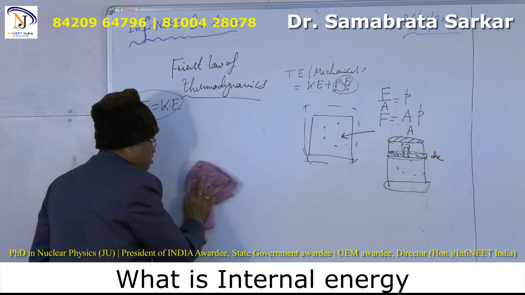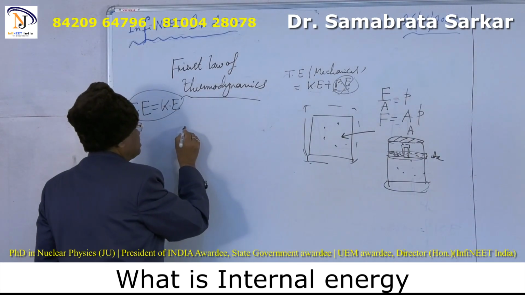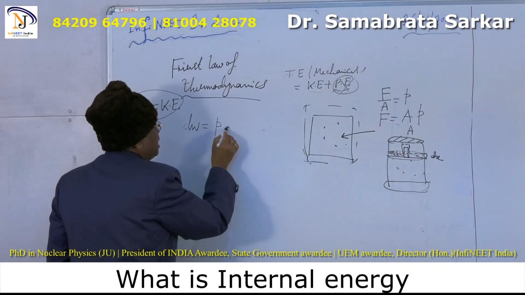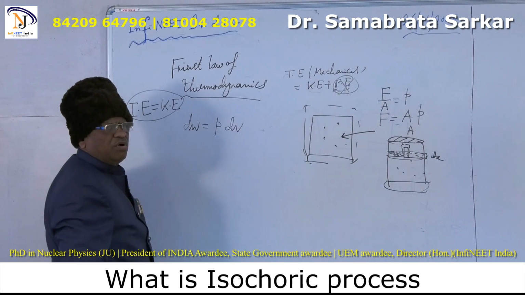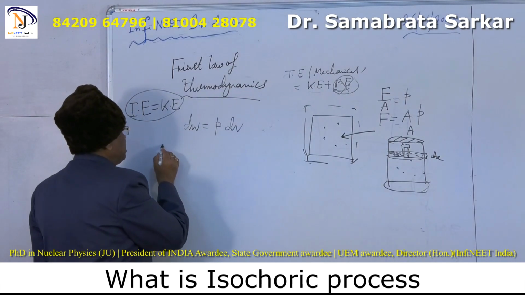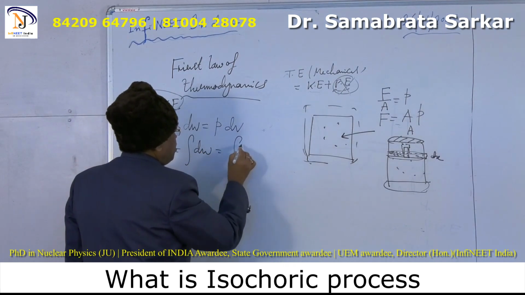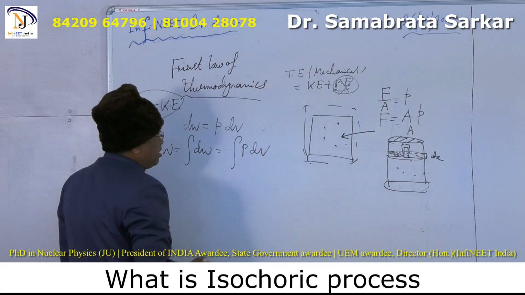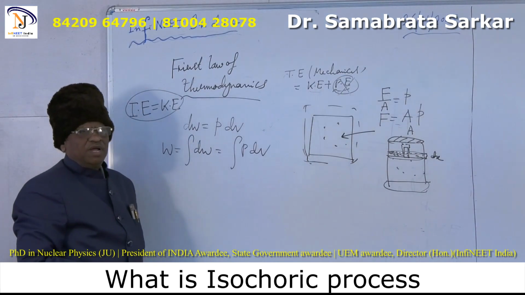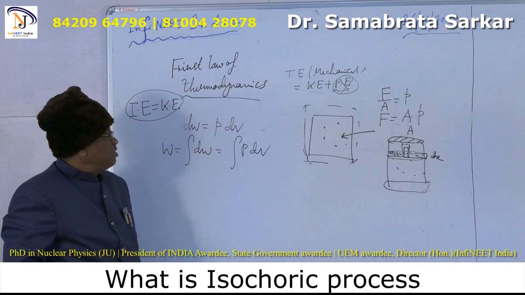Isochoric process. What does the isochoric process say? dW equals P dV. If it is an isochoric process, then you can write W equals the integral of dW equals P into dV. Isochoric means what? What is the meaning of isochoric process? Volume constant. Then what will happen?